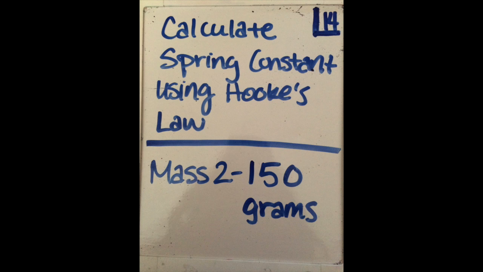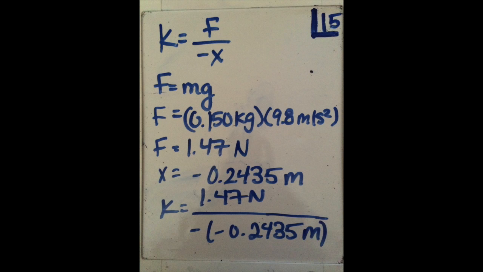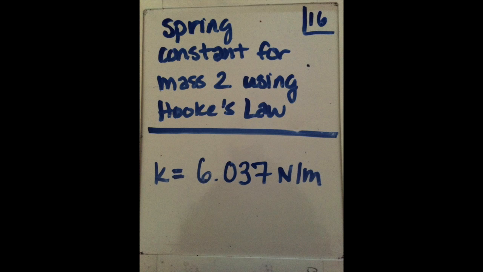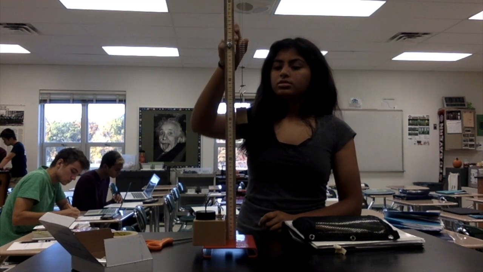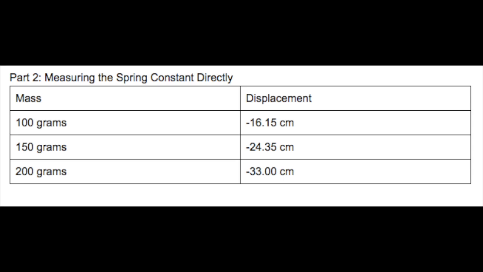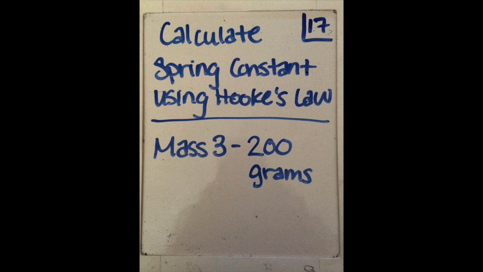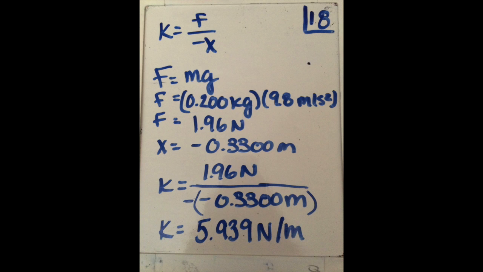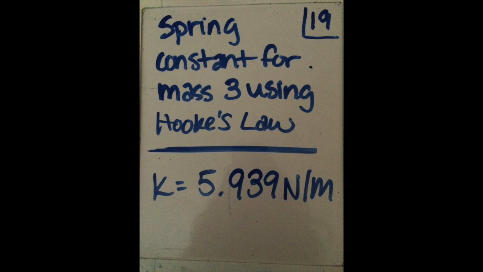For the equation, m is 0.15 kilograms, so F is 1.47 newtons. X is negative 0.2435 meters. The constant is 6.037 newtons per meter. Repeat for the 200-gram mass. The displacement for the 200-gram mass is negative 33 centimeters. For the equation, m is 0.2 kilograms, so F is 1.96 newtons. X is negative 0.33 meters, and the constant is 5.939 newtons per meter.